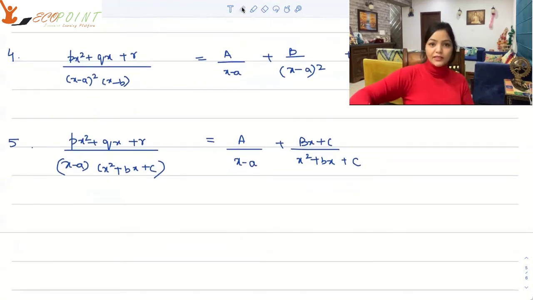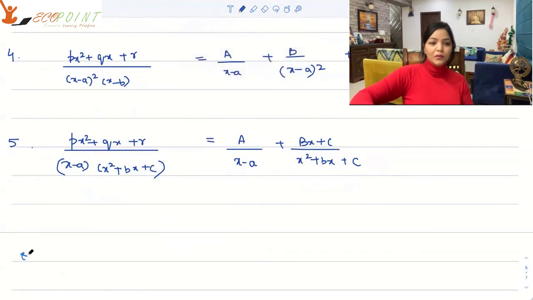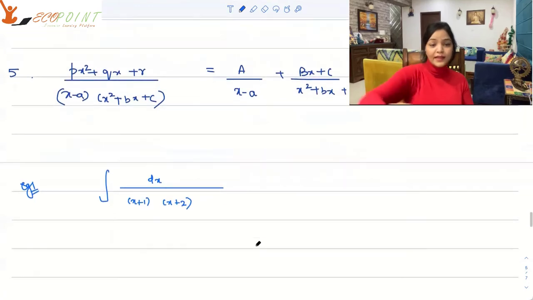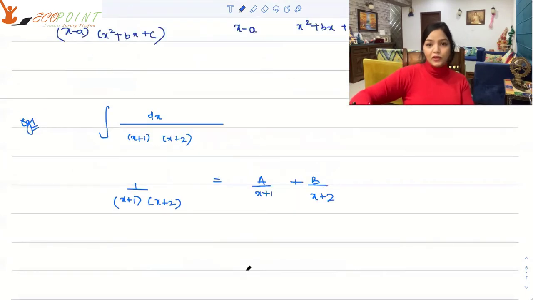So let's just start doing that here. Let me take up some examples for you guys. Example 1. Let's solve the integral dx upon (x plus 1) into (x plus 2). As I said, I can decompose it: 1 upon (x plus 1) into (x plus 2) could be decomposed as A upon (x plus 1) plus B upon (x plus 2). And you need to figure out what A and B will be. How do you figure that out?